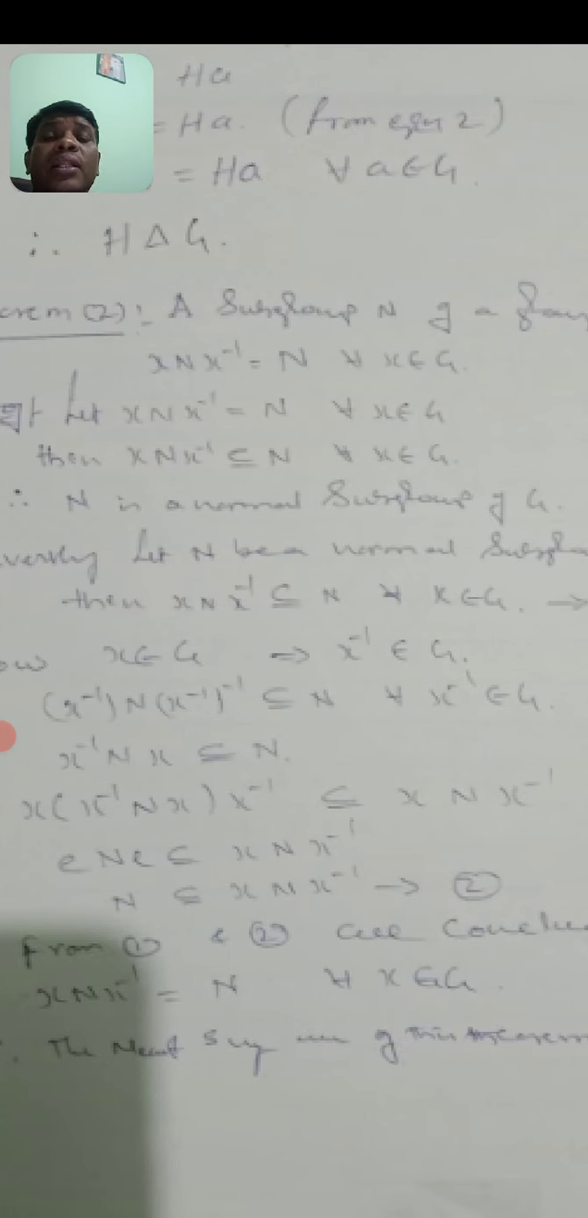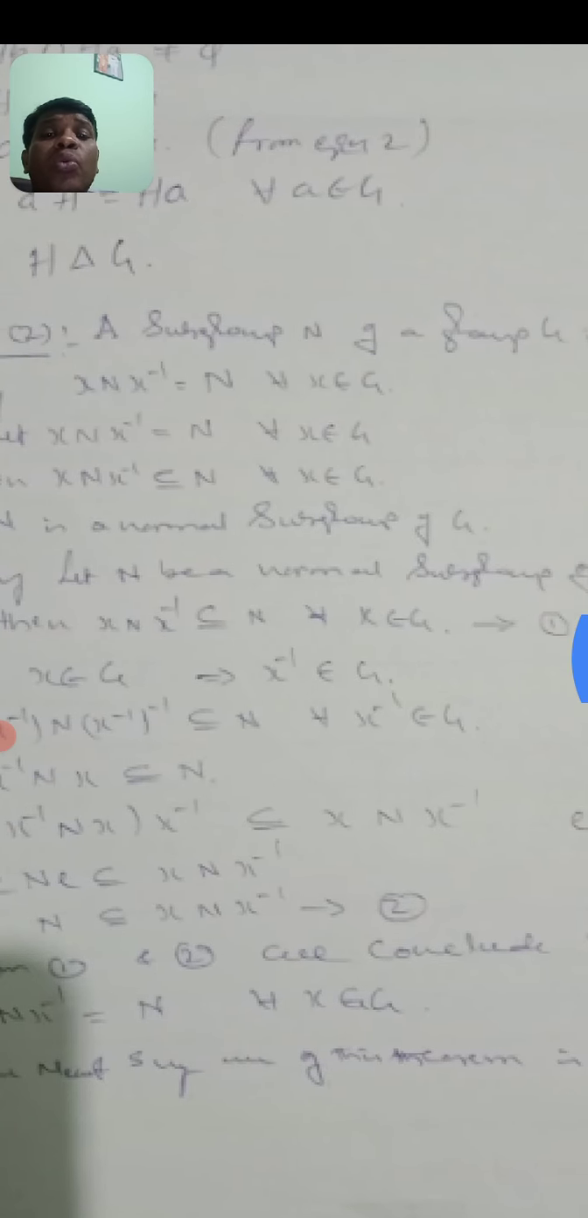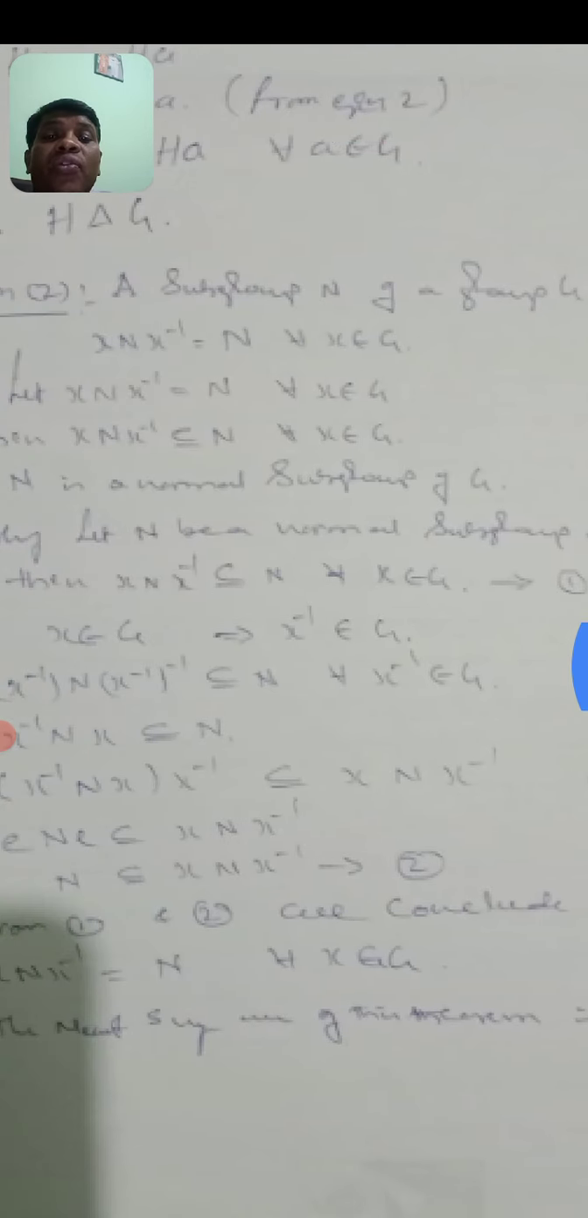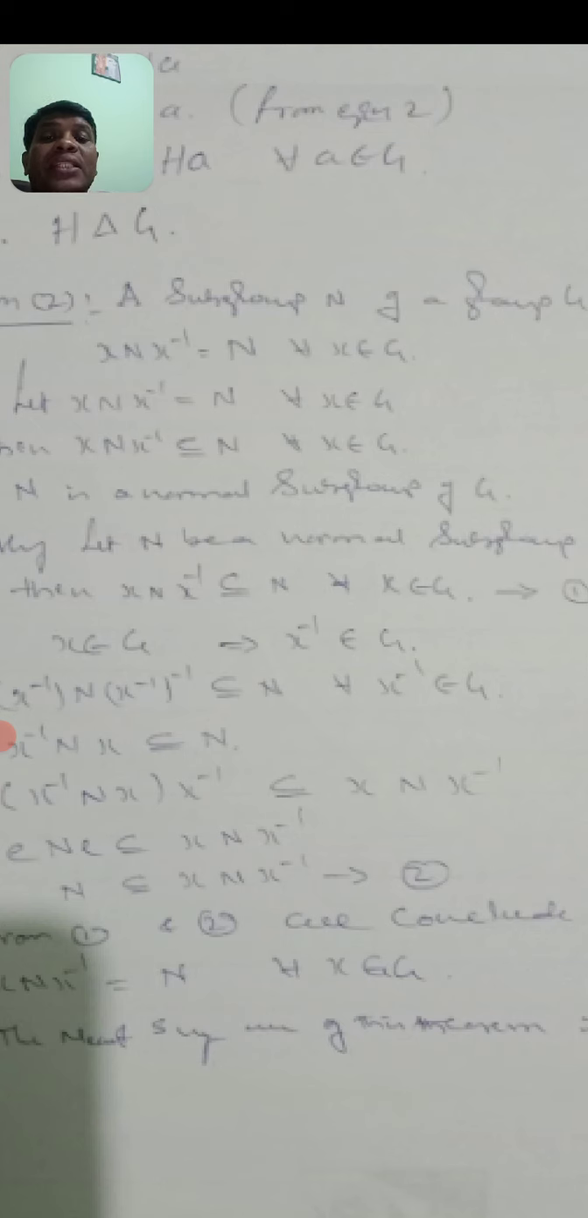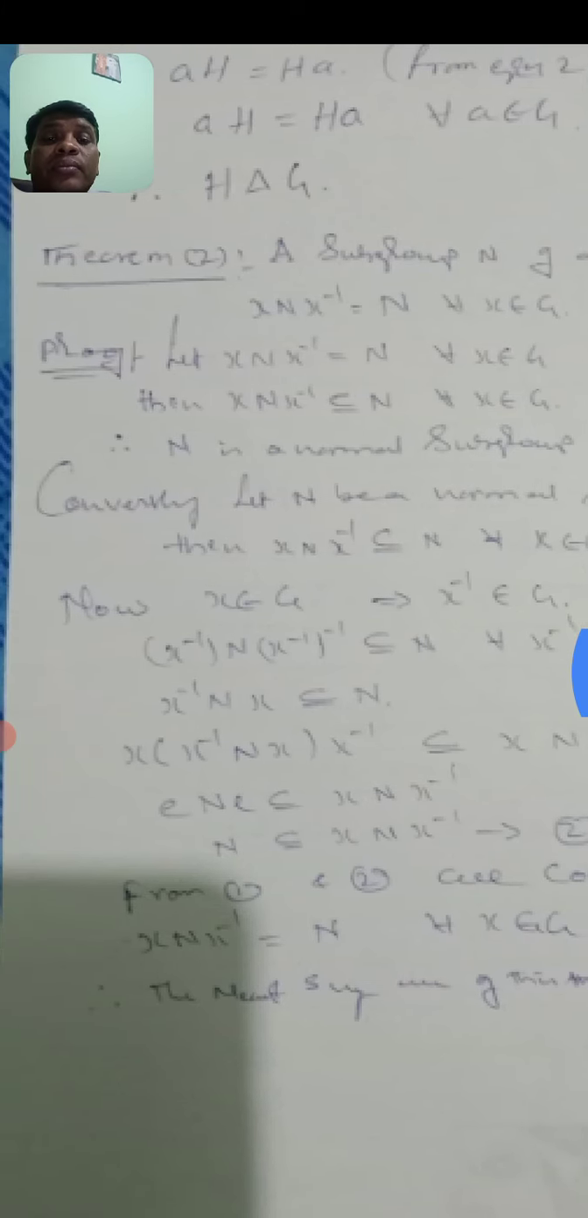Next, you see the second theorem. The second theorem says a subgroup N of a group G is normal if and only if xNx⁻¹ is equal to N for all x belonging to G. This is the proof of the above theorem.